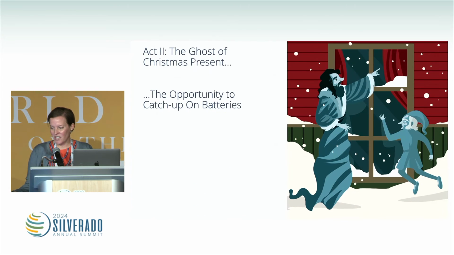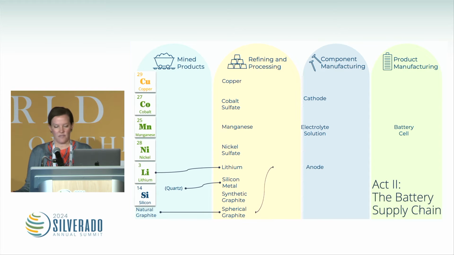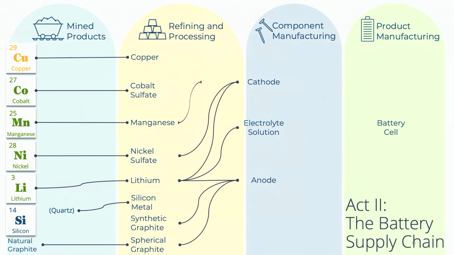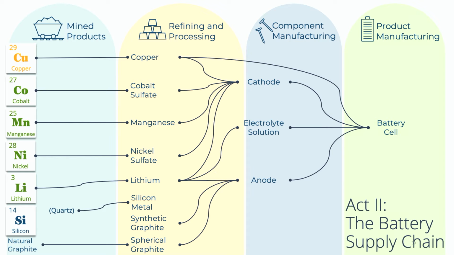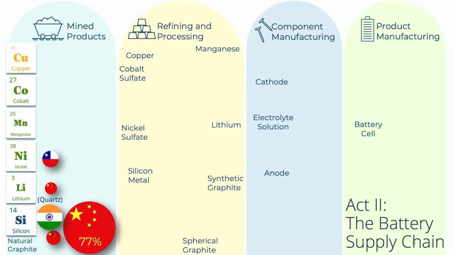Okay, shifting to the ghost of Christmas present. The opportunity to catch up on batteries. Batteries are critically important for national security, for climate security, and for economic security. So let's take a look at where we're at in this sector, all right? Same deal in terms of the supply chain. Key components include cathodes, anodes, and electrolyte solution, as well as the cell itself. And if we look at supply chain dominance, it's going to feel very familiar.